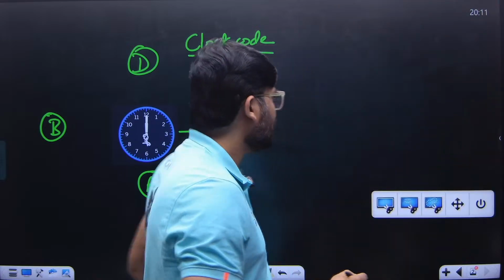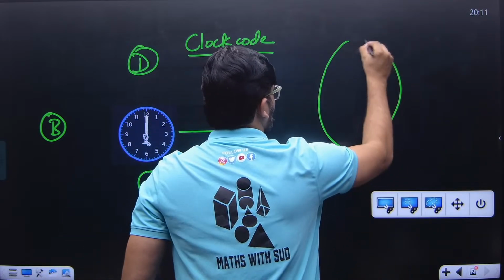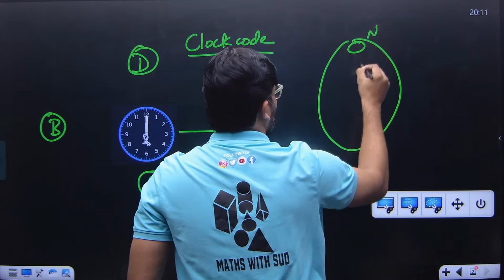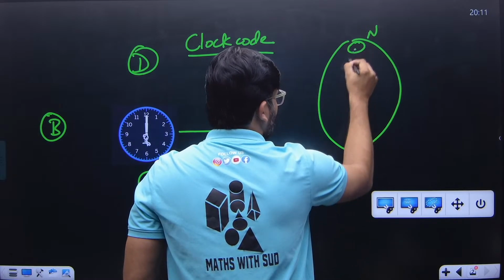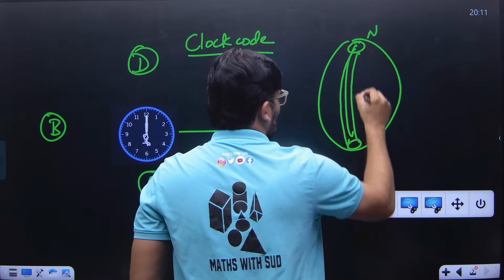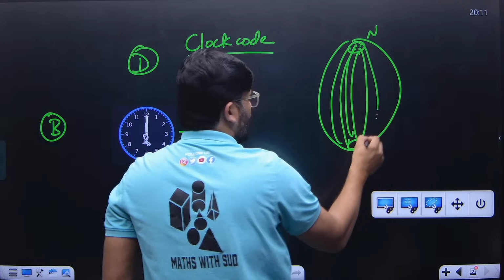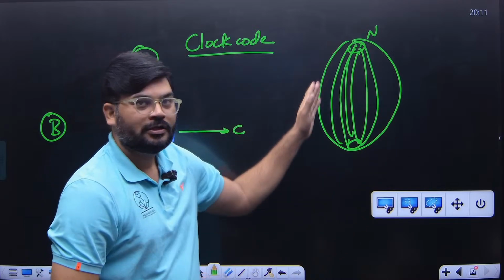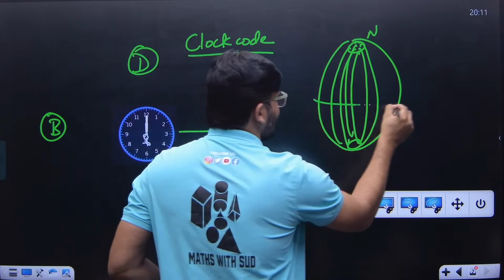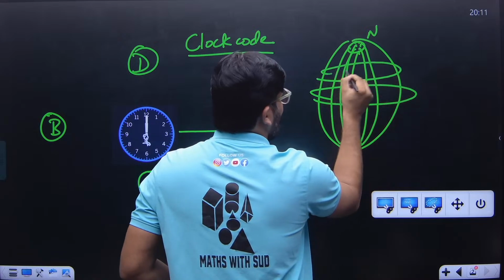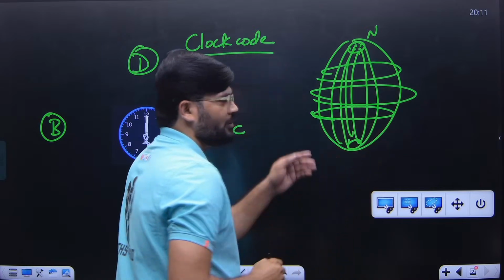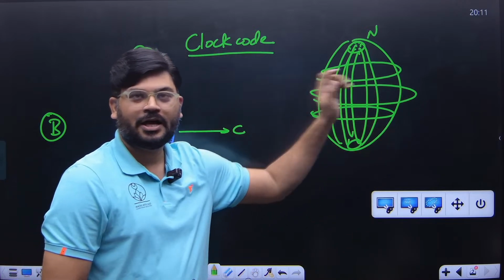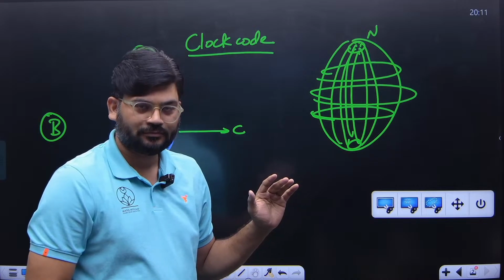You know earth, spherical earth. So we have a northern part, then we have a southern part, and these lines are known as longitudes. And then there is this line as well. These lines are known as latitudes. Are you getting it?